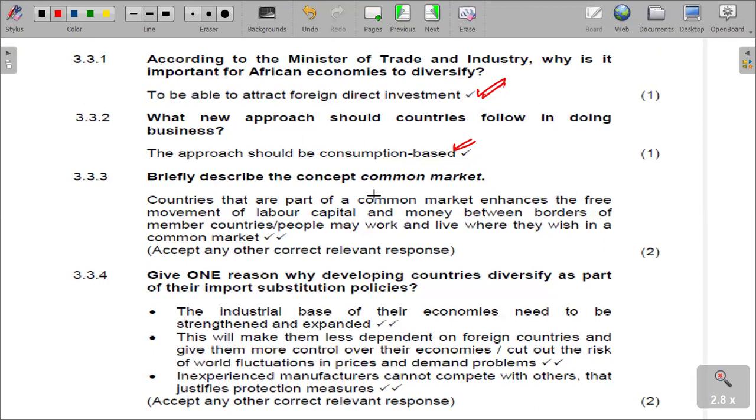So it has to do with the free movement of factors of production within and outside the borders of the member states of that common market. That is one good thing. It has to do with free movement of labor, or factors of production, between the borders of the member states, and people can also live and work wherever they want within that common market. That is one other thing we need to understand.